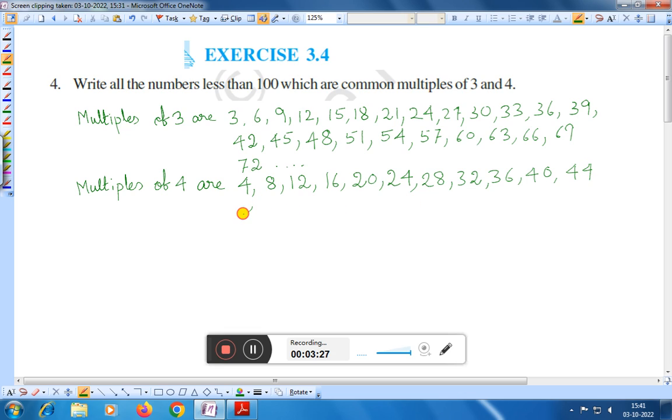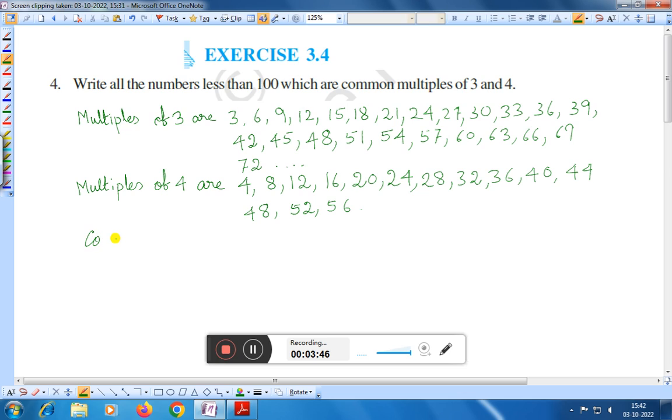then 48, and 52, then 56, etc. Right. After that you can go on. Now, what are the common multiples? Now we'll find the common multiples of 3 and 4.